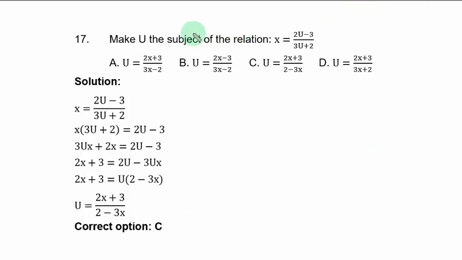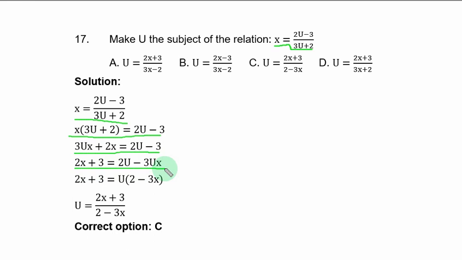Question 17. Make U the subject of the relation S equal to 2U minus 3 over 3U plus 2. So this is the given relation. If you cross multiply, you have it in this form. If you expand the left hand side, you have this result. Now let's collect like terms. The term that contains U to one side, and every other term to the other side. You have it in this form.